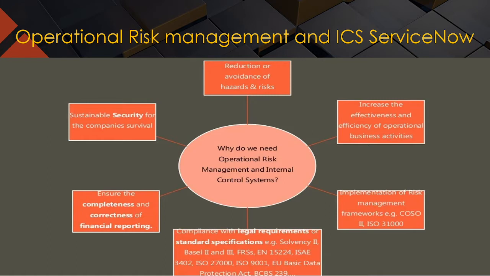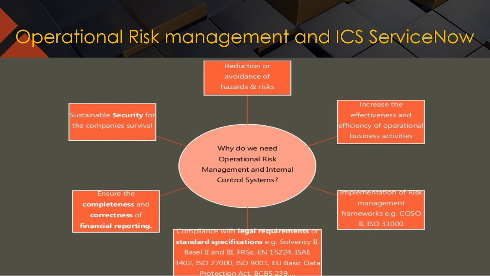Now, operational risk management and ICS service. This diagram will help you see how operational risk management works. Why do we need operational risk management and an internal control system? These are a few advantages and necessities. That's why we need operational risk management.